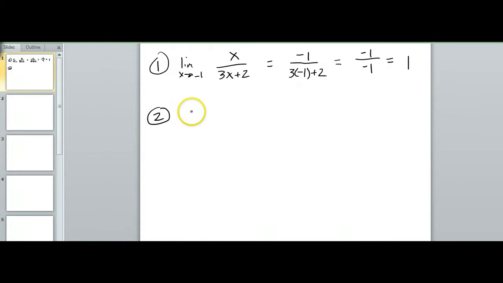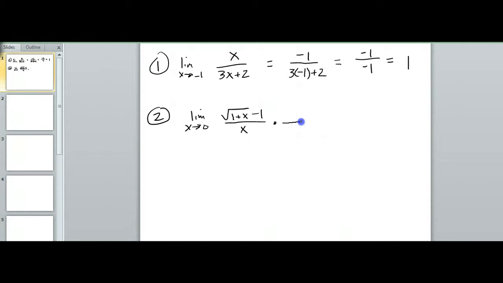Alright, 2, I'm taking the limit as x approaches 0 of this thing. 1 plus x, the square root of that, minus 1, all over x. Now, if I plug in 0 here, I get the square root of 1 minus 1, which is 0 up top. And then obviously if I plug in 0 here, I get 0 over 0. And that's what we call an indeterminate form. We can't say that it doesn't exist because the denominator is 0, and we can't just directly plug it in.